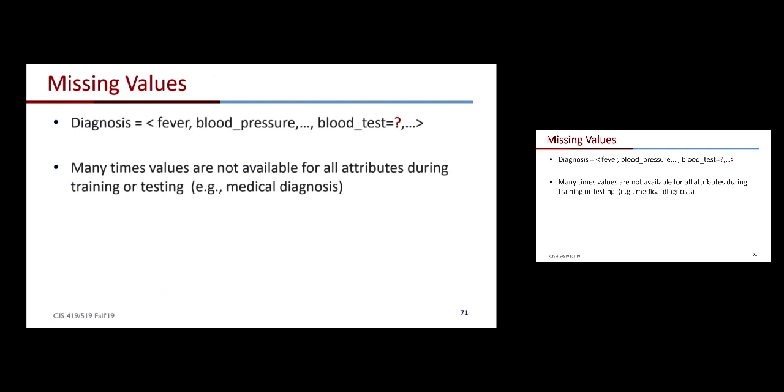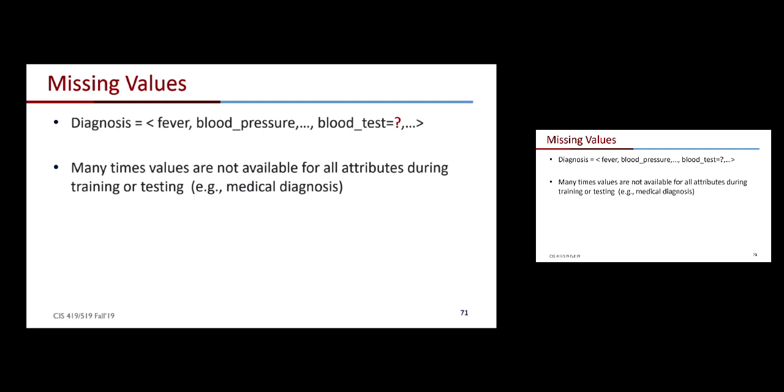Extension 2, missing values. This is a very important problem, and we'll see it later on in the class in other more general contexts. But you can imagine that many times when you collect examples, say in the medical domain, you have a bunch of attributes that you care about. Say, you know that some diagnosis depends on fever, blood pressure, other blood tests. Some of these you have, some of them you don't. Perhaps because they're too expensive and you don't want to run all the tests. Perhaps because people just did not run all the tests.